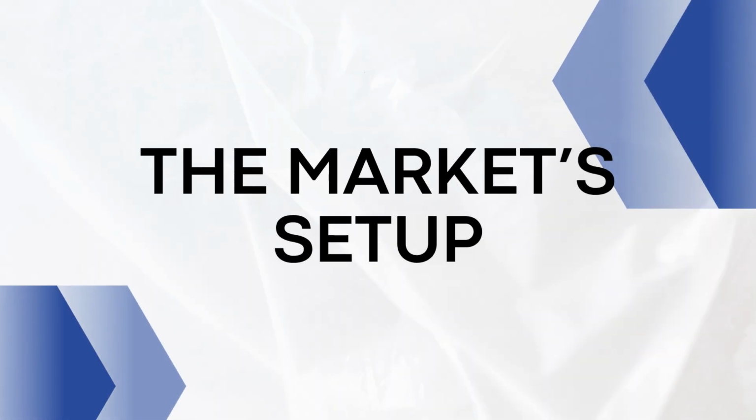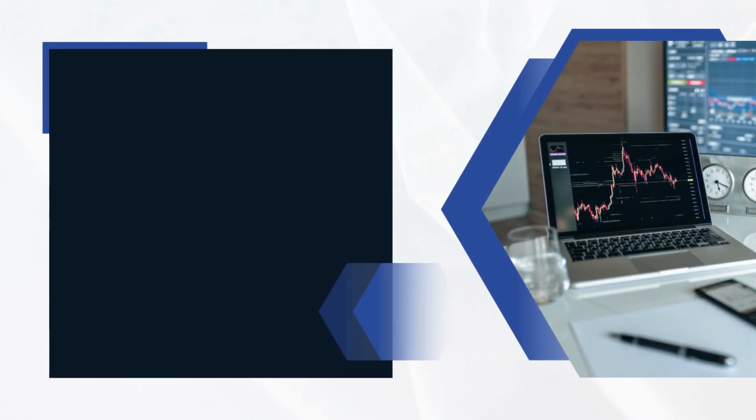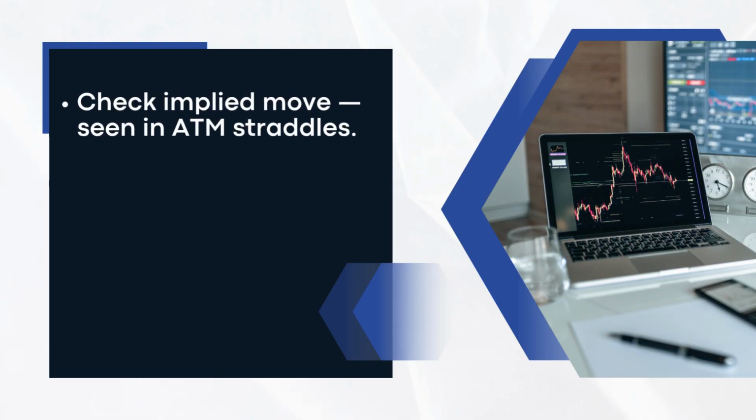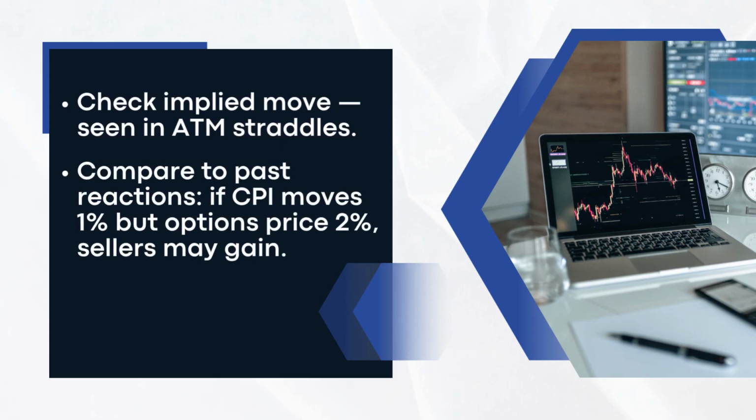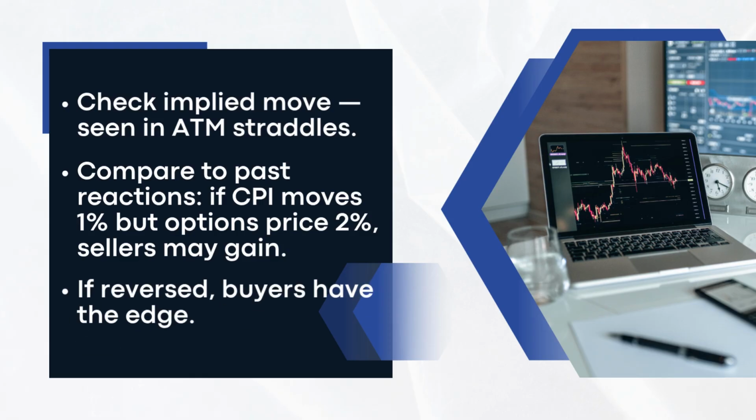The market's setup. Before each event, look at what the options market is pricing in. Check the implied move, usually visible in at-the-money straddles. Compare it to historical reactions. If CPI usually moves the S&P 1%, but options are pricing a 2% move, premium sellers may see an edge. If the opposite is true, buyers might have the advantage. Understanding what's already priced in is the foundation of your game plan.